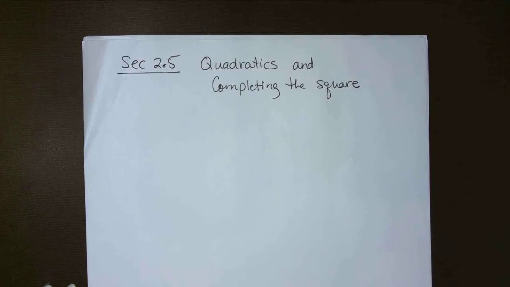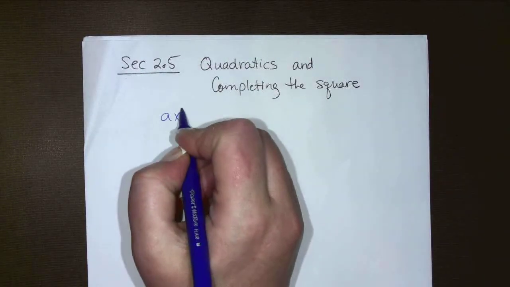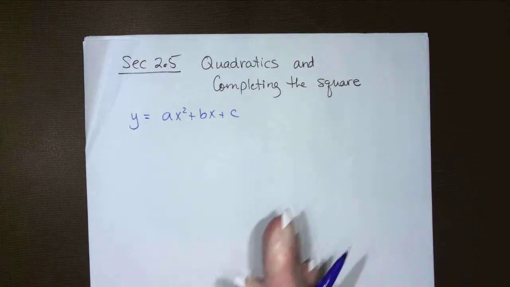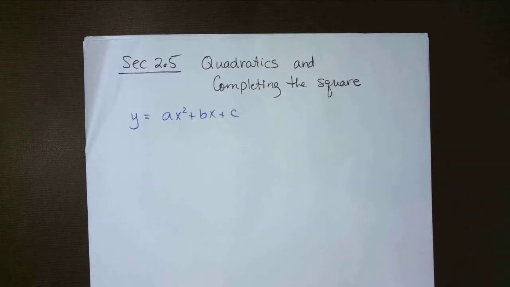Quadratics and completing the square. Now what we did last time was graph quadratics, and I gave them to you in the form ax squared plus bx plus c. So I'm just going to give them to you in a different form, and we're going to graph a couple, and then I'm going to show you how to convert from one form to the other.